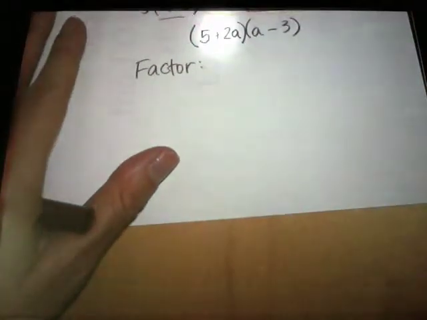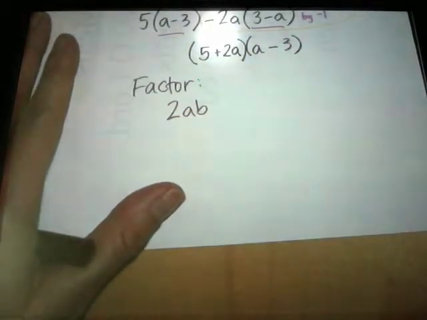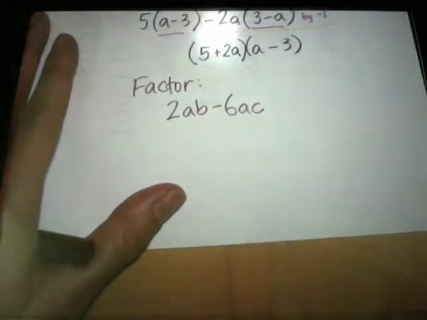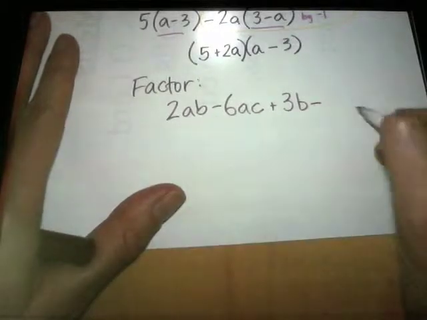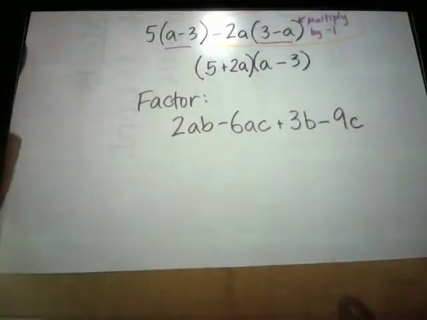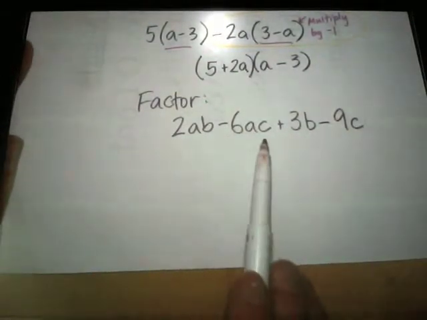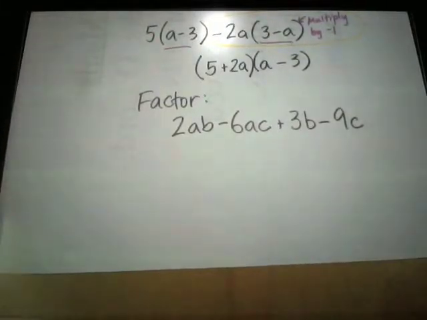Now, here's where we're going with this. We're going to do a different type of factoring, where it's not a trinomial that you can do reverse FOIL on. It is going to be a polynomial with 4 terms. So first of all, notice it's not a trinomial, so we can't do reverse FOIL. 2ab minus 6ac plus 3b minus 9c.